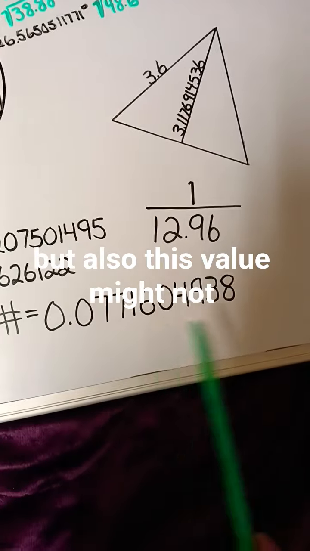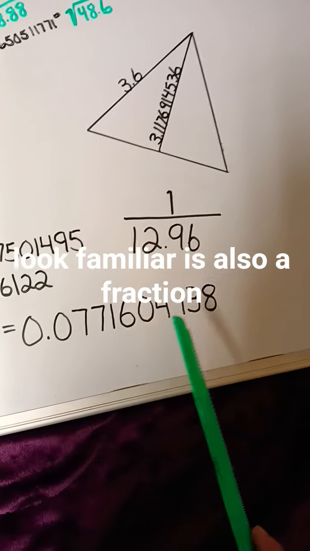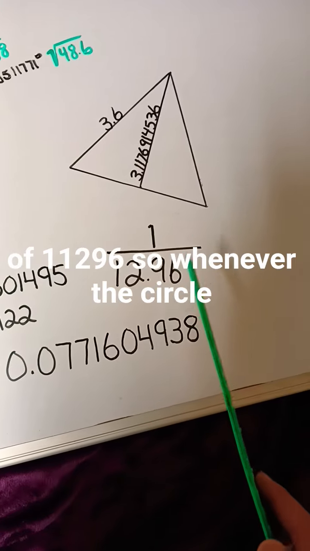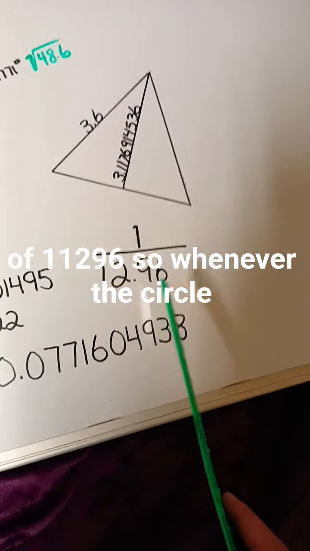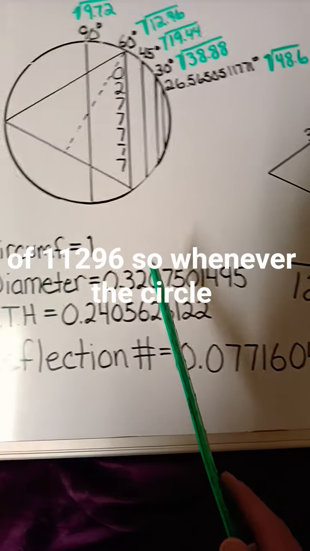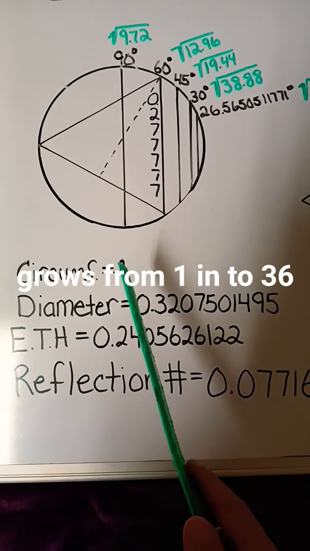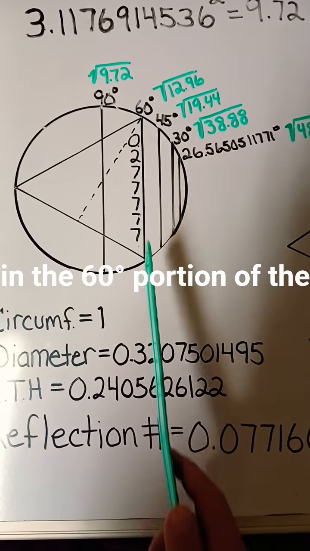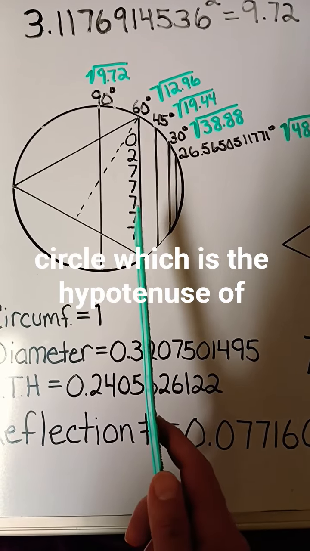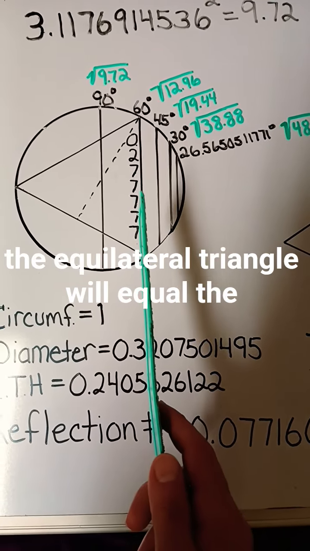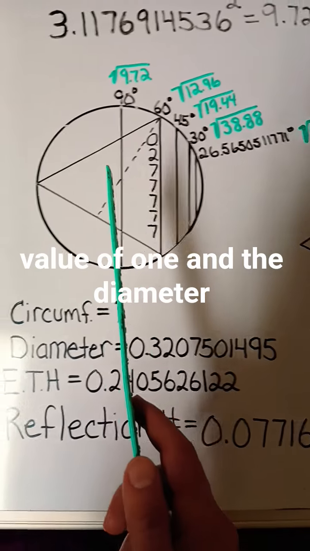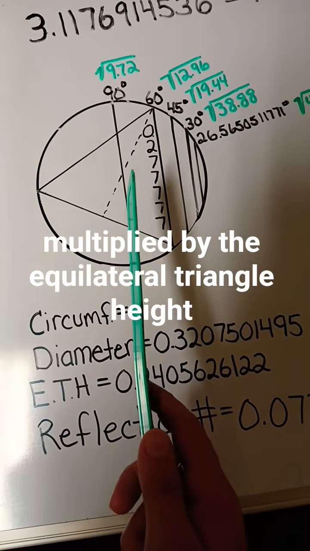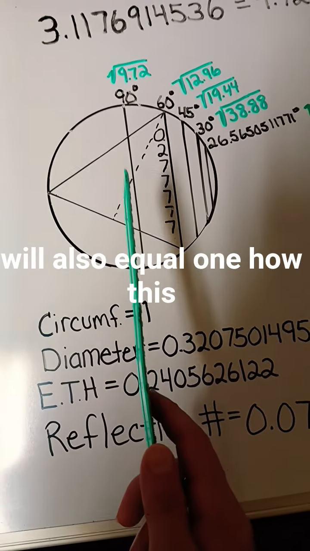But also this value, might not look familiar, is also a fraction of 1/12.96. So whenever the circle grows from 1 inch to 3.6 inches, the 60-degree portion of the circle, which is the hypotenuse of the equilateral triangle, will equal the value of 1. And the diameter multiplied by the equilateral triangle height will also equal 1.